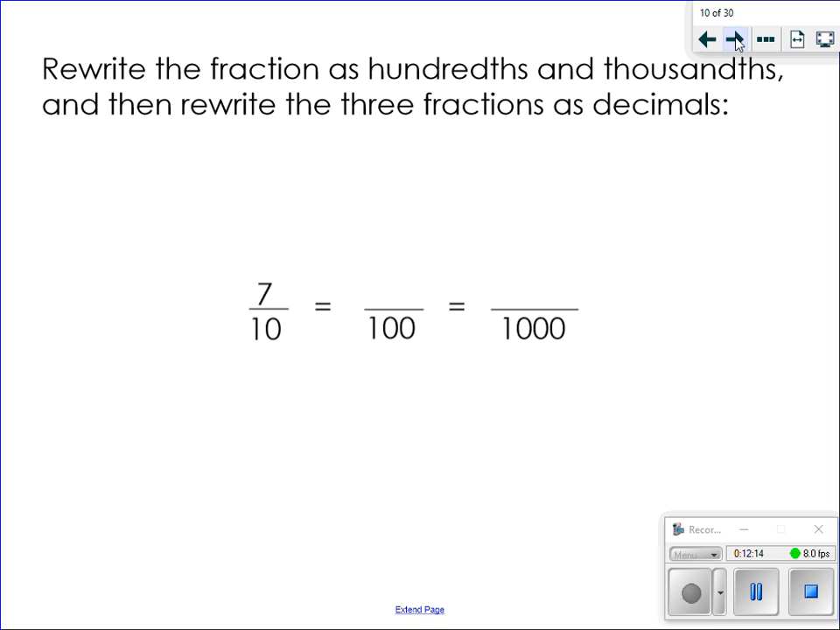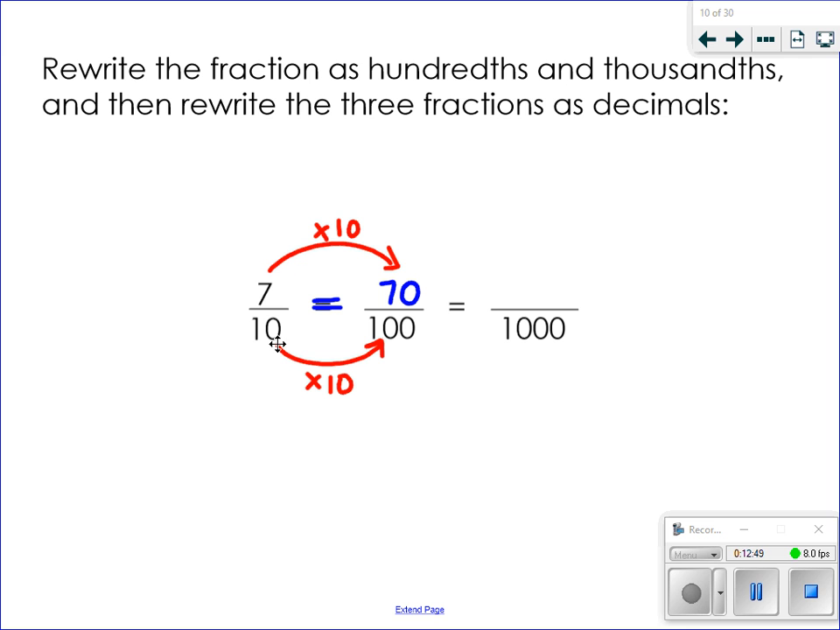Okay, we're going to rewrite these fractions as hundredths and then as thousandths using what we know about equivalent fractions, in order to see if we notice any patterns when we rewrite them as decimals. Okay, so 7 tenths, I can rewrite that as hundredths just by multiplying by 10. So you do the same thing that you did in the denominator in the numerator. Multiply by 10. So 7 times 10 is 70. So 70 hundredths is equivalent to 7 tenths.